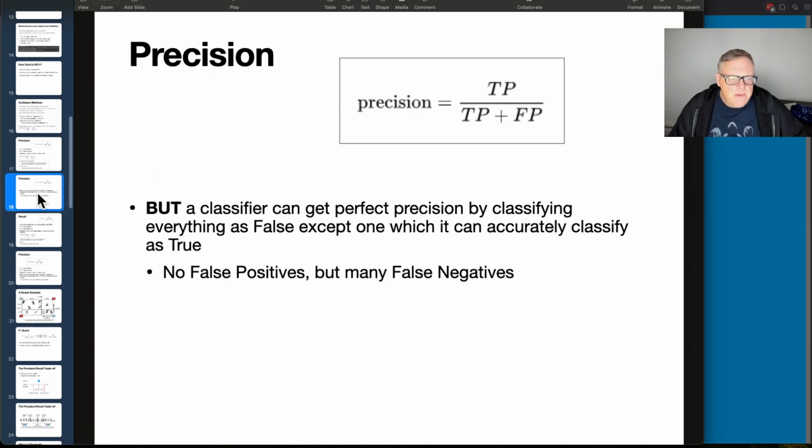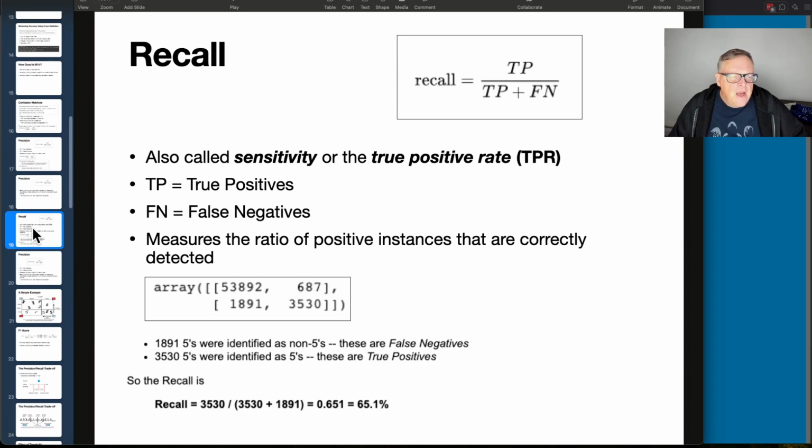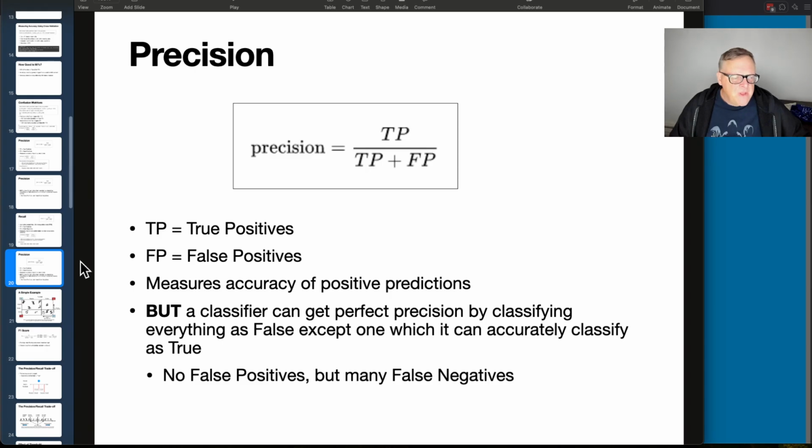Another one is recall. This is where you take true positives over true positives plus false negatives, and that's the one I was pointing out is really bad. It's only 2/3. That is how many 5s you correctly categorized as 5s over the total number of 5s that were there. So you only correctly found 2/3 of the 5s. 1/3 of them you called not 5s. This is probably the worst measure.